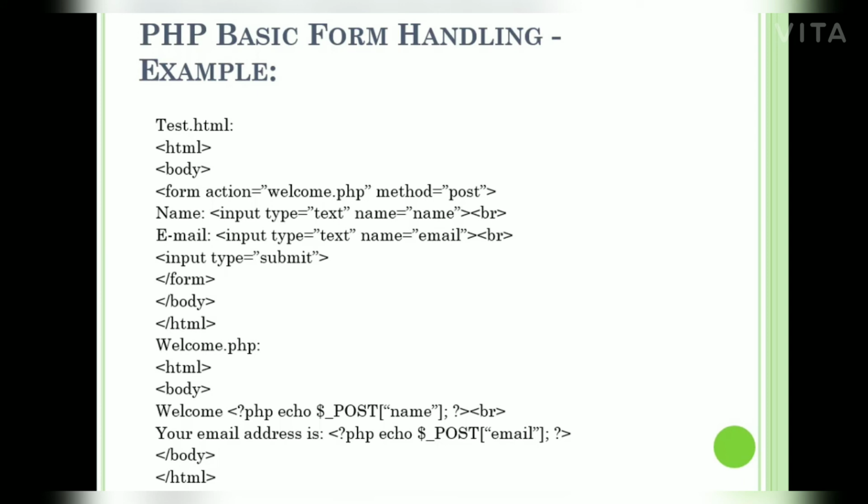In this example, here the HTML document begins and here it ends. Here the form action mentions the PHP file, welcome.php. The method is post. Here they are getting the name and email as the input with the help of text boxes, and finally there is a command button called submit. So here the PHP works and it displays name and email.